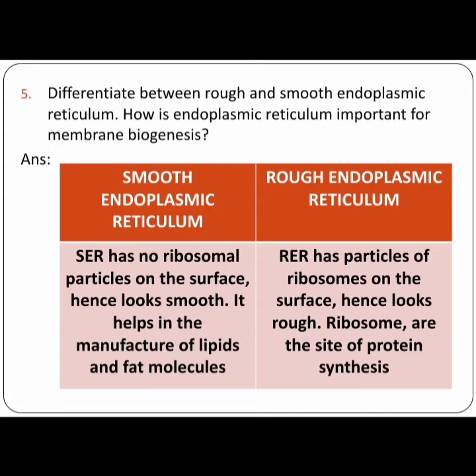Next, differentiate between rough and smooth endoplasmic reticulum. How is endoplasmic reticulum important for membrane biogenesis? See, two questions are merged here. So the first question is, you need to write the difference between rough endoplasmic reticulum and smooth endoplasmic reticulum, and you need to tell how endoplasmic reticulum is important for membrane biogenesis.